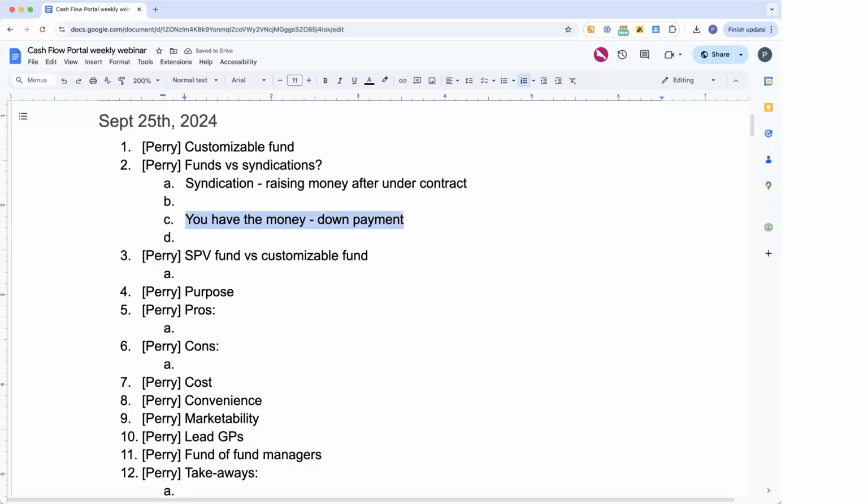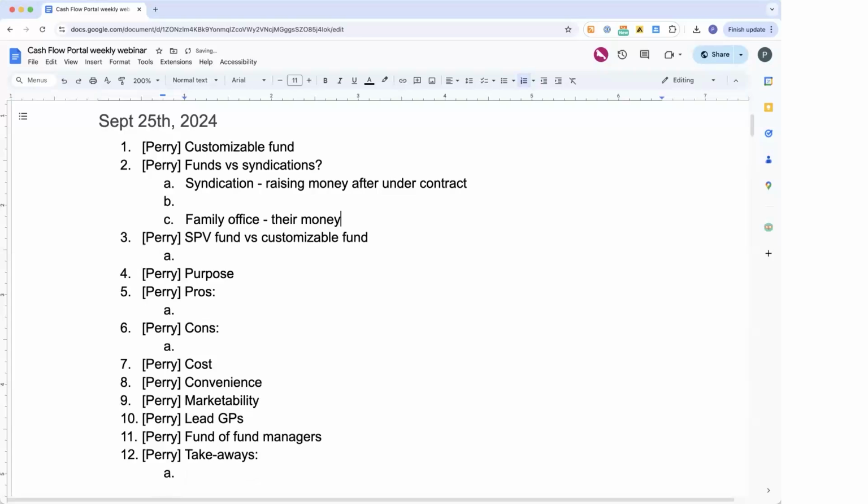Now, within the you-have-the-money category, there's the family office. Basically, it's just their money. You have the money up front. And so you can imagine that by having the money, you don't have to worry about that variable, and you are able to close on the transaction more easily.